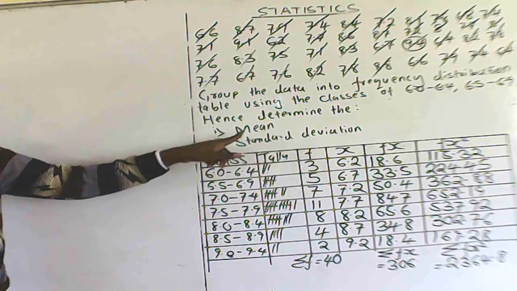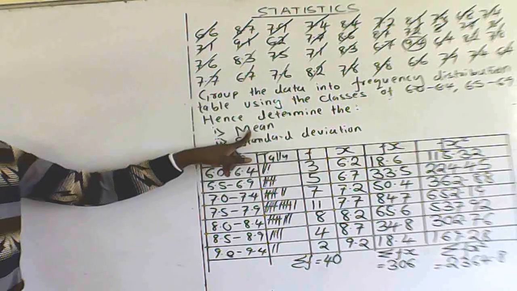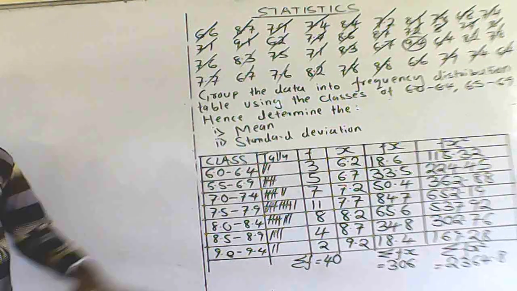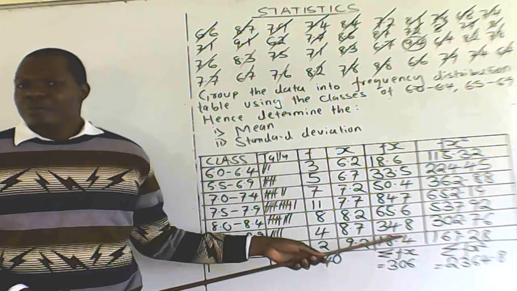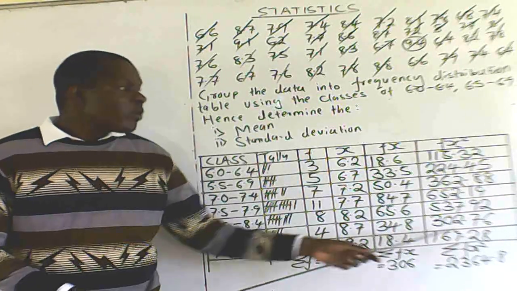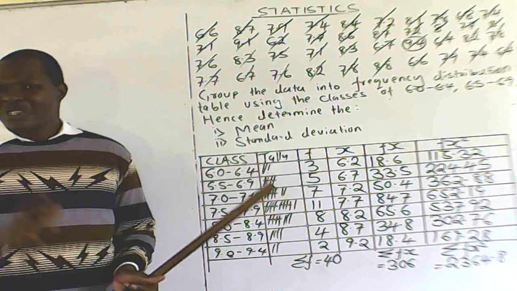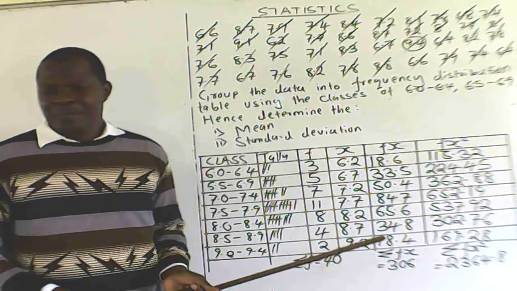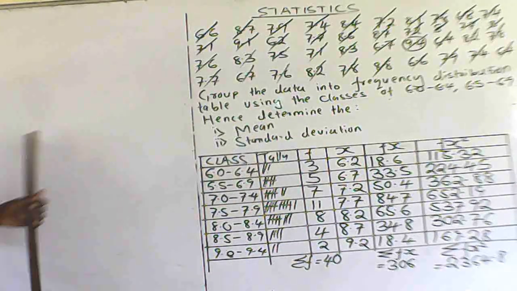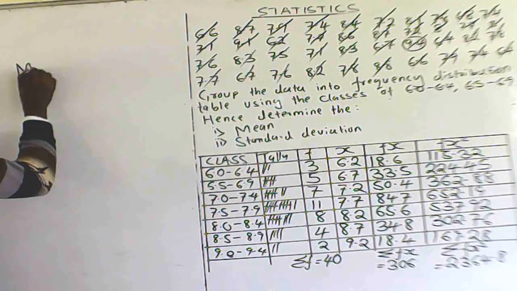Now, the first thing we've been told to determine is the mean, meaning those are the only columns we need, isn't it? The column of fx will help us get the mean. The column of fx squared will now help us get the standard deviation. This is the standard deviation by getting the variance, isn't it? Are we together? So start by answering the first part, mean.